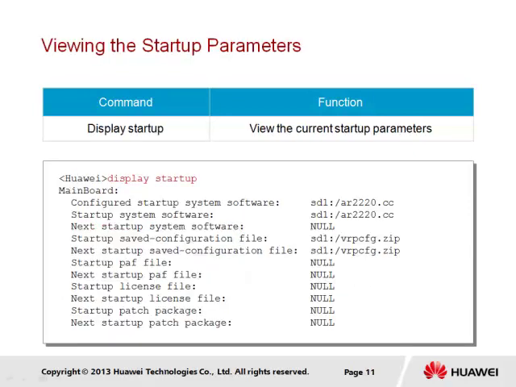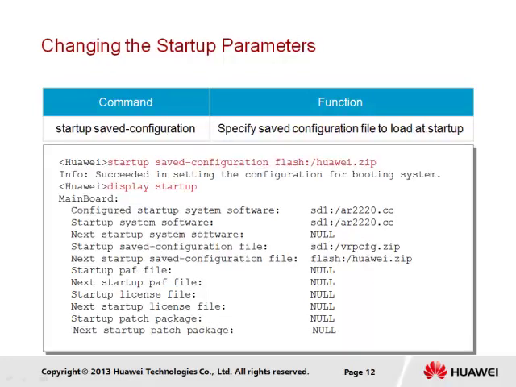The display startup command can be used to view the configuration files currently being used by VRP. The previous save command will save the save configuration file to the SD1 storage location by default, and this is reflected in the startup and next startup configuration file output. The current VRP image being used is represented by the startup system software output. In cases where the configuration file to be used is different from the default save configuration file, the startup saved-configuration command can be used.